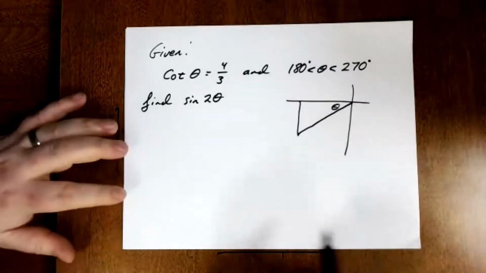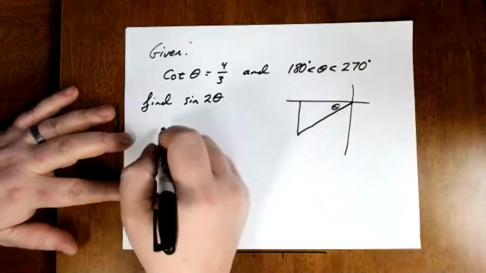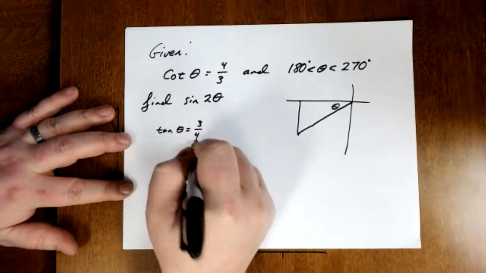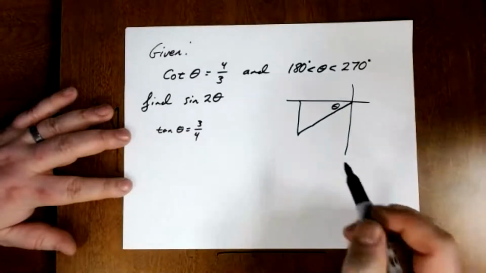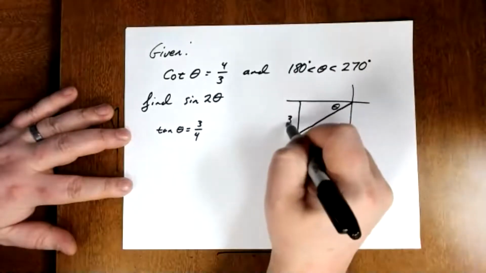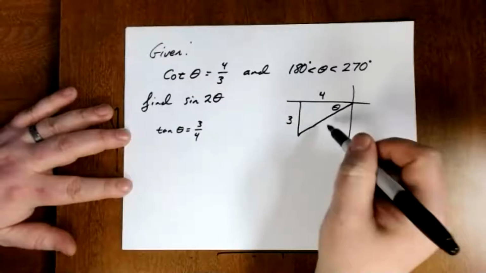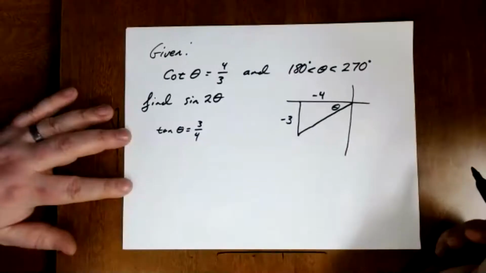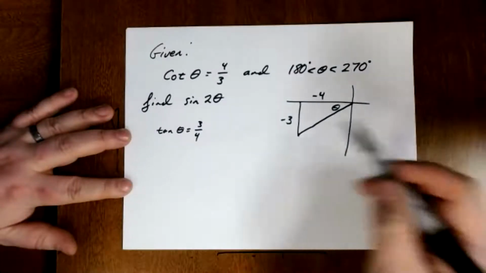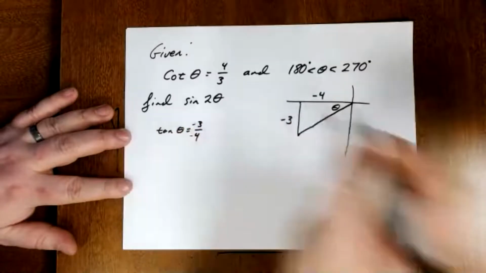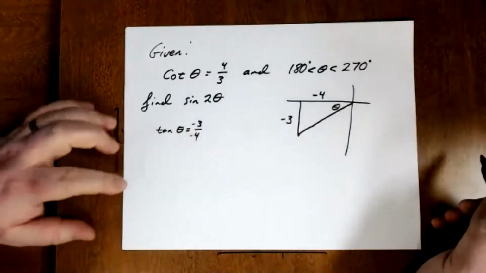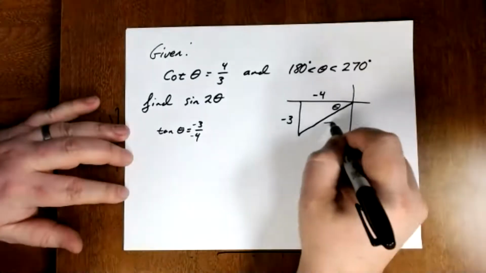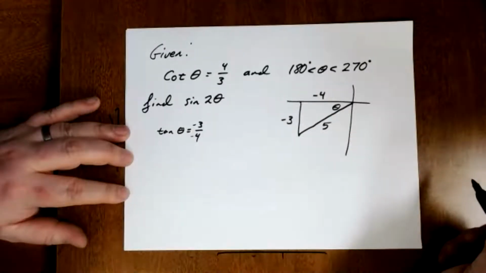Now, the cotangent is the reciprocal of tangent. So tangent of theta is 3/4. And since tangent is opposite over adjacent, we have to remember that this is a negative y and a negative x. So we have to put both of those being negative. That would be fine because remember, -3 over -4 is still 3/4. Now, by looking at it and realizing you're dealing with the Pythagorean triple, there you go.